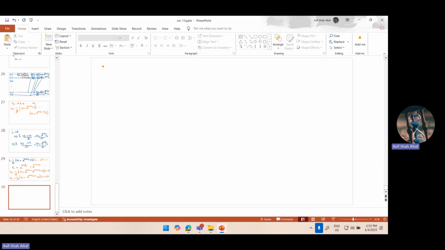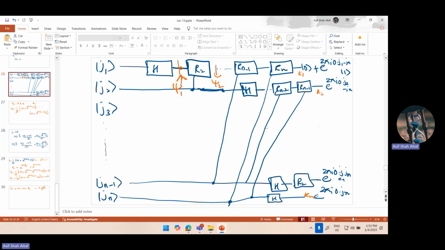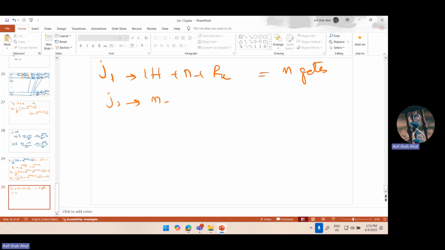Okay, so for some random Jk, let me write it that way. Do not confuse. For the first one, you require one Hadamard gate plus n minus 1 Rk gates, giving you a total of n gates. For the second line, you will have one R gate less than the previous one. So in total, for J2 you will have n minus 1 gates, and similarly for J3 you will have n minus 2 gates. Finally, if you reach the last one, you just have to apply 1 gate.